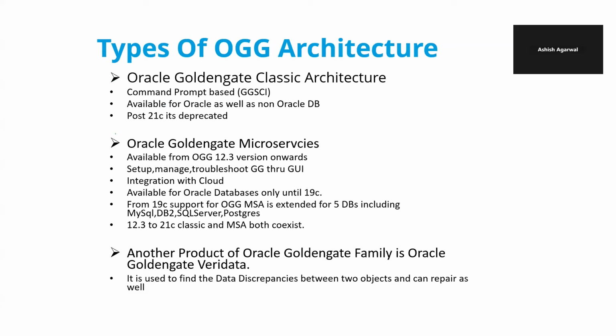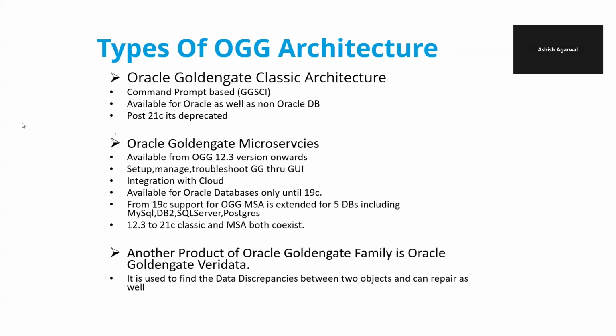Okay. So based on this understanding, can you guys type in the chat window if you are working on Golden Gate? What type of architecture is being used by your organization? Type it in the chat window. Okay, so under classic architecture, you can implement integrated extract or integrated replicate or any other replicate. Under microservices architecture, there is classic extract, integrated extract, or different types of replicates.